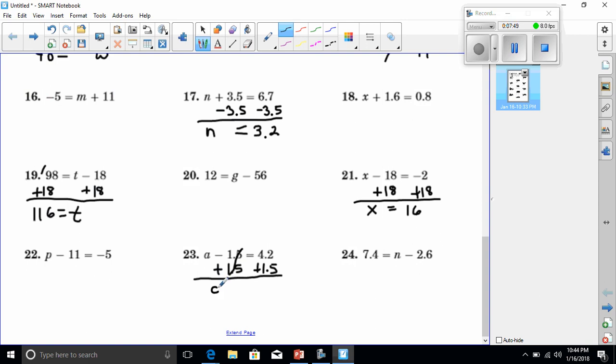And I bring down my variable. The equal sign also comes down, and I do my math. And if this is addition, I have 2 plus 5, that's going to be 7. And 4 plus 1, that's going to be 5. So a equals 5.7.